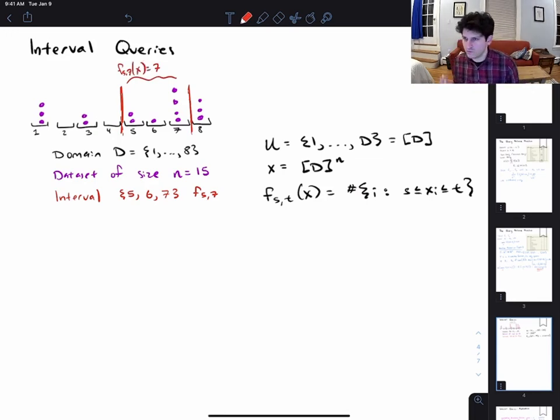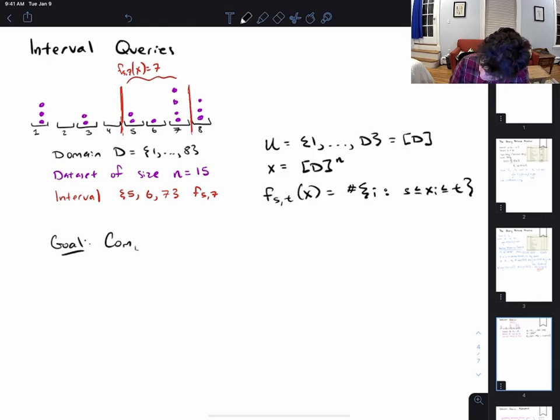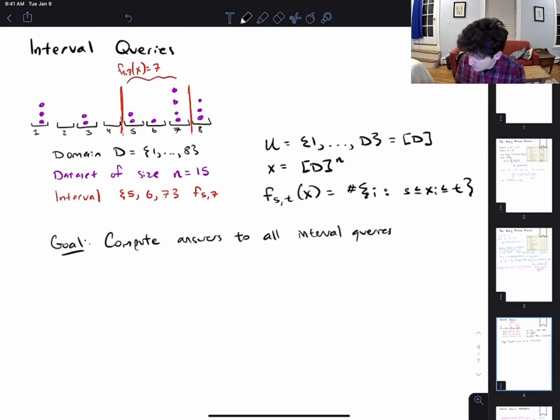Okay, so that's an interval query. And what we'd like to do is answer the whole set of interval queries. So the goal is to compute answers to all interval queries. All right, so that's what we'd like to do.